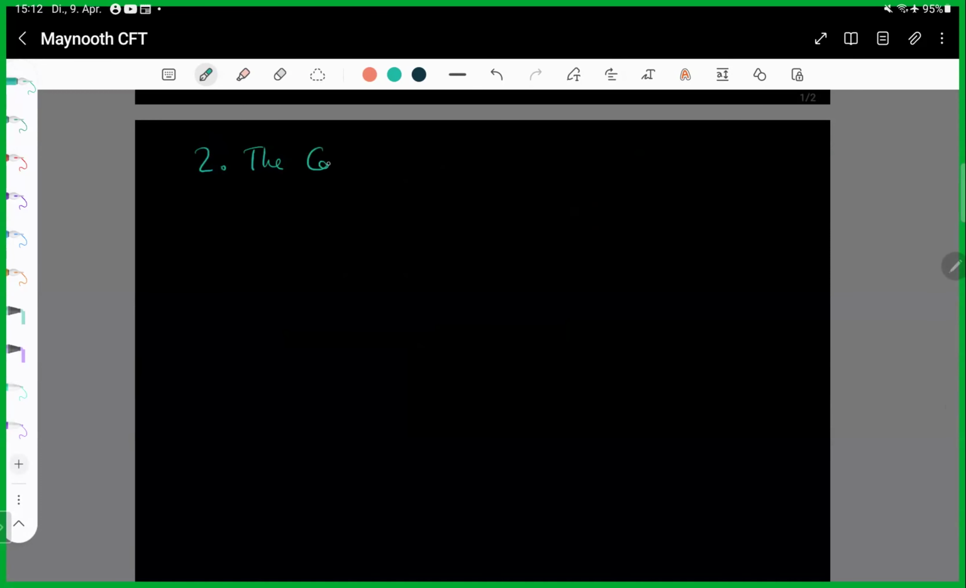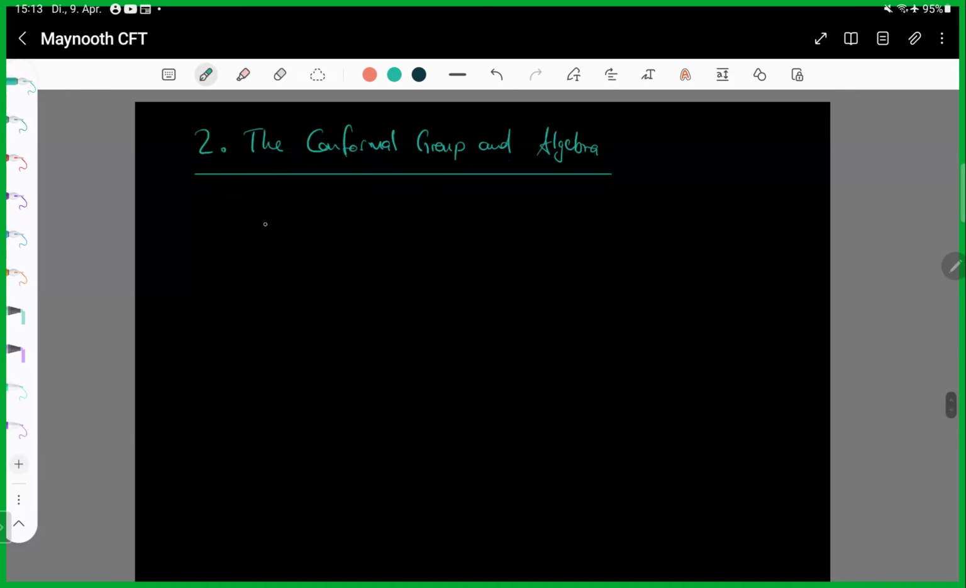So the first thing that we want to discuss is the conformal group and its algebra. Okay, so the aim of the section, as I said, it's also typed up, but the aim of the section is to first get acquainted with conformal transformations and the conformal group. So that's what we want to do.